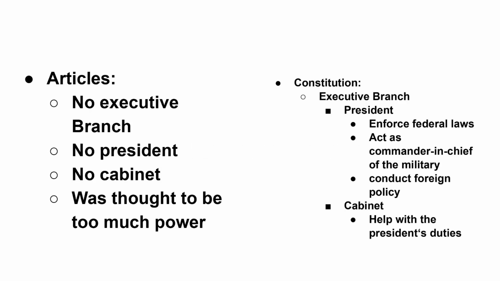Executive branch. Under the Articles of Confederation, there was no executive branch, as it was thought that that would be giving the federal government too much power. But under the Constitution, an executive branch was adopted, which was led by the President and his cabinet. The President is responsible for enforcing federal laws, acting as Commander-in-Chief of the military, and conducting foreign policy. The President also acts as the image of the United States to its citizens and other countries.